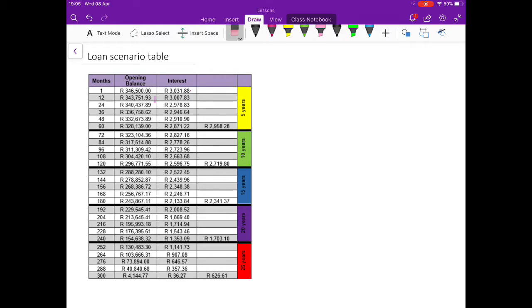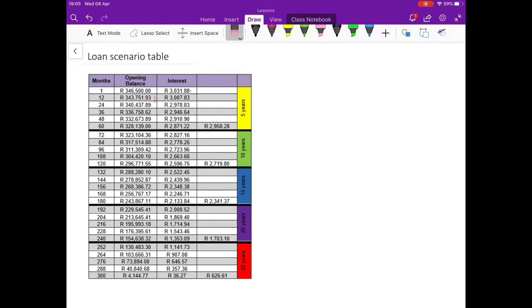Right, we're having a look at the loan table again, and what I want you to notice is that often when we look at a table of values, we can't actually see what is happening. So our expectation of this lesson is that you should be able to take a loan scenario from a table and represent it graphically.